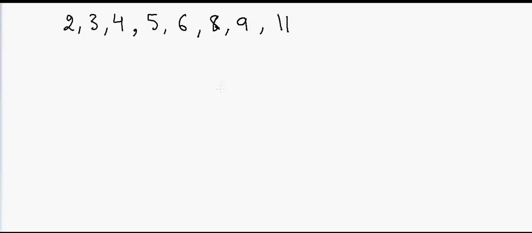Hi everyone, in this video we'll talk about another trick which can be used for faster calculation. Suppose we have a large number and we want to find out whether this number is evenly divisible by 2, 3, 4, 5, 6, 8, 9 or 11. How will we find that? Let me begin with an example. Suppose I have the number 124562 and want to find out whether this number is divisible by 2.